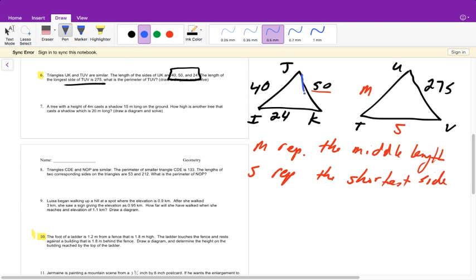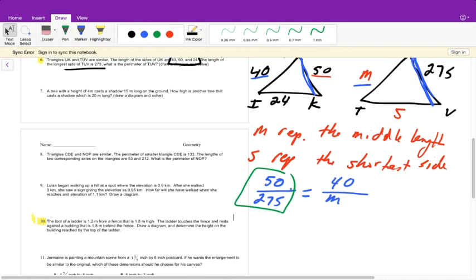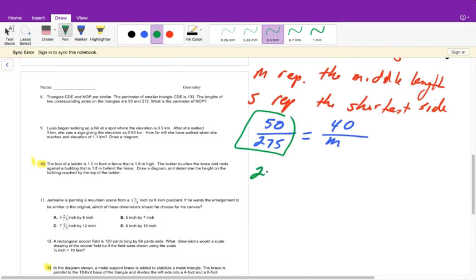The one ratio that we know we can create is 50 and 275, because they're the longest side of each of those triangles, so they have to correspond. So I'm going to write 50 over 275. I'm going to solve for my M first, and M corresponds with 40, so it'll be 40 over M. Just make sure you're putting the same triangles in the same positions. I am going to reduce this now. 50 over 275 reduces: 25 goes into 50 twice, and 25 goes into 275 11 times.